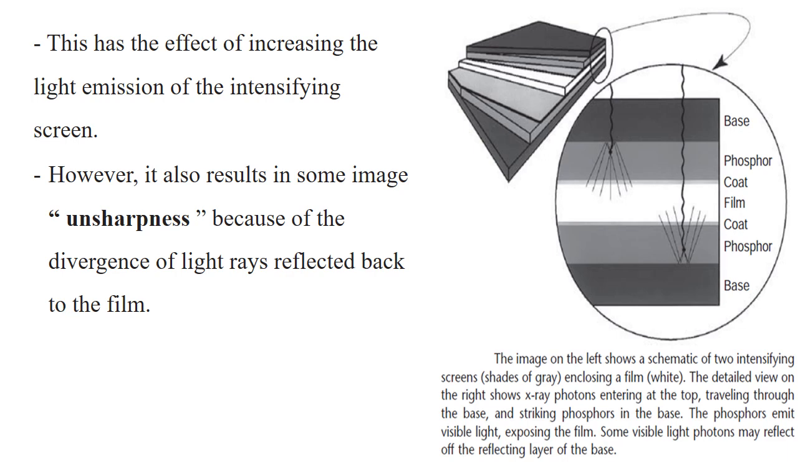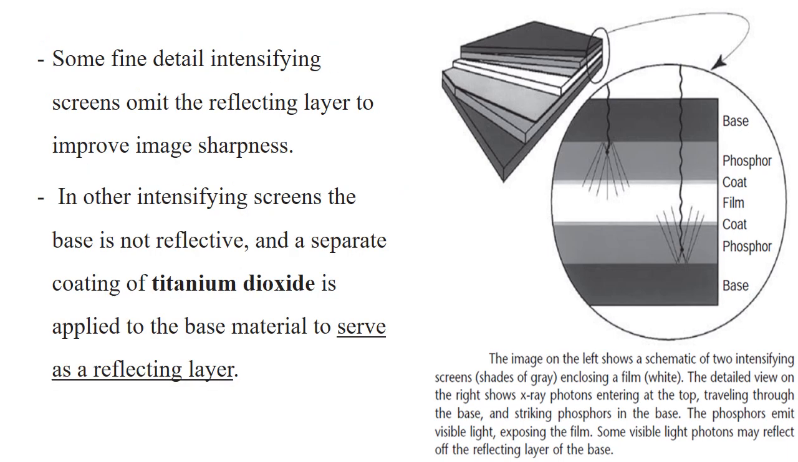The reflective base has the effect of increasing the light emission of the intensifying screen. However, it also results in some image unsharpness because of the divergence of light rays reflected back to the film. Some fine detail intensifying screens omit the reflecting layer to improve image sharpness. In other intensifying screens, the base is not reflective and a separate coating of titanium dioxide is applied to the base material to serve as a reflecting layer.